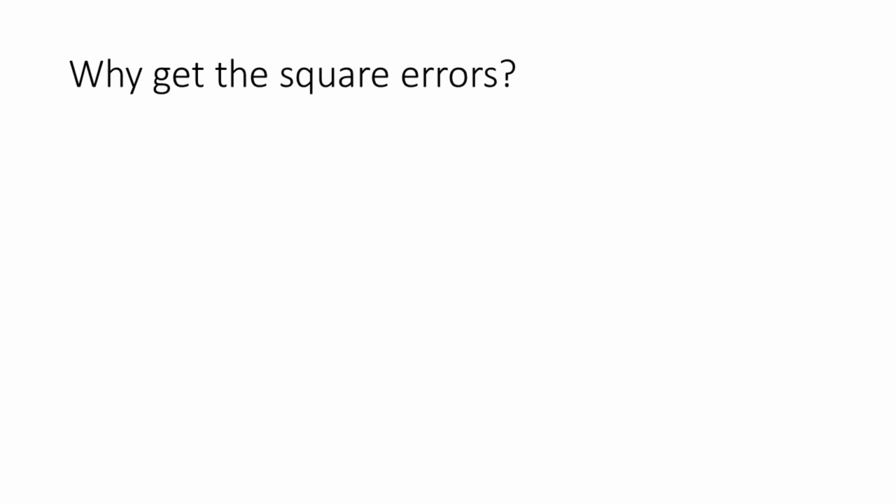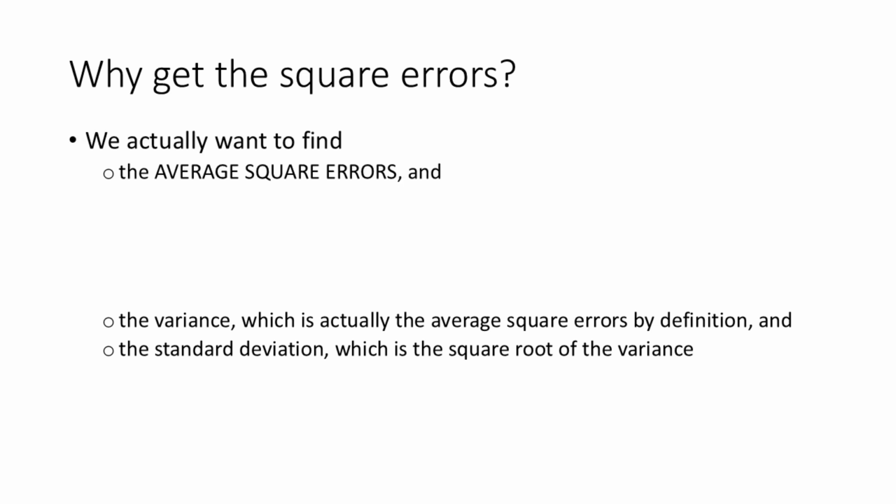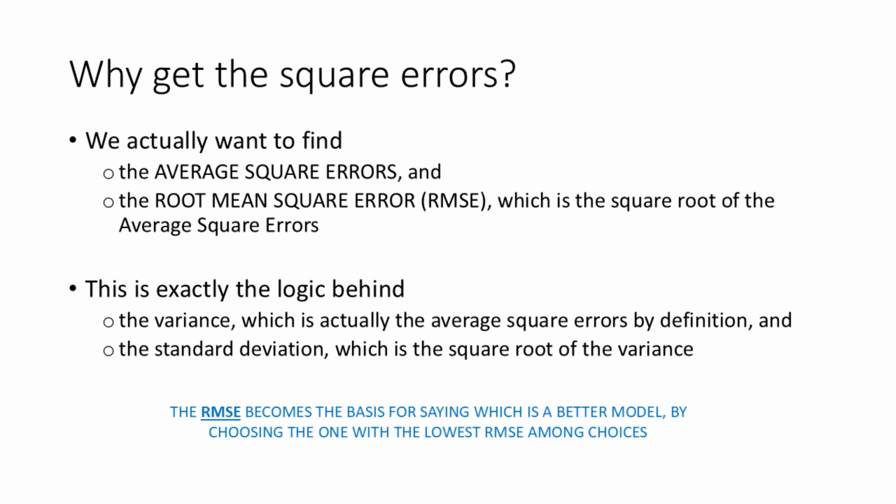This is because what we actually want are analogs of the variance and the standard deviation. We want to get the average square errors, which is essentially some sort of variance number, and then get the square root of the average square error, which is some sort of standard deviation number. And so in modeling jargon, the square root of the average square error is called the root mean square error, or RMSE, and it's analogous to the standard deviation. And when choosing models, we will prefer the ones with the smaller RMSEs.